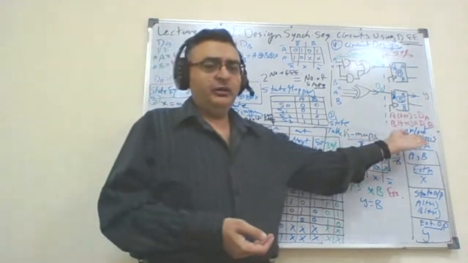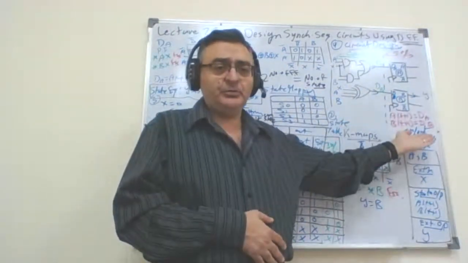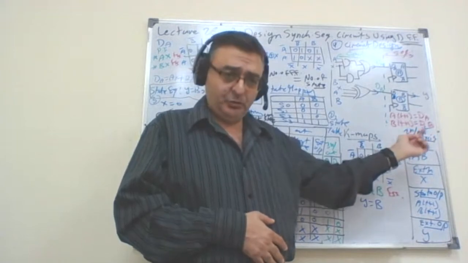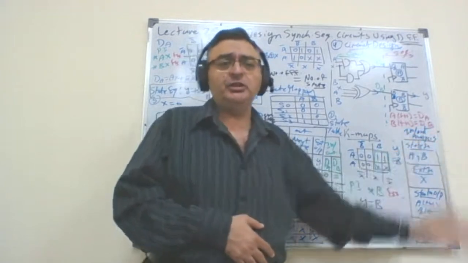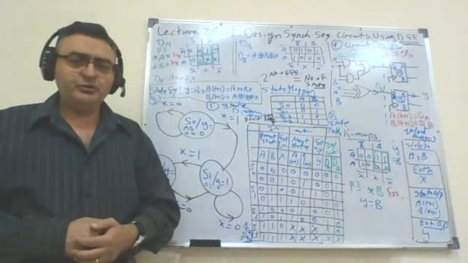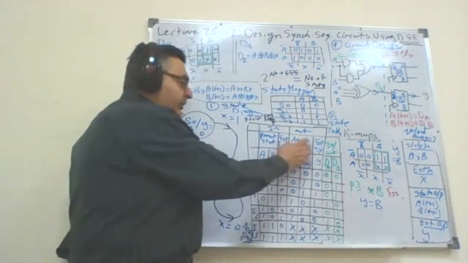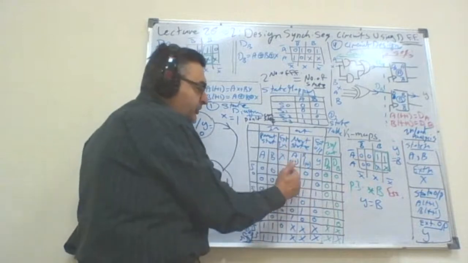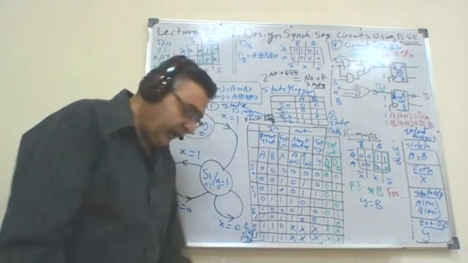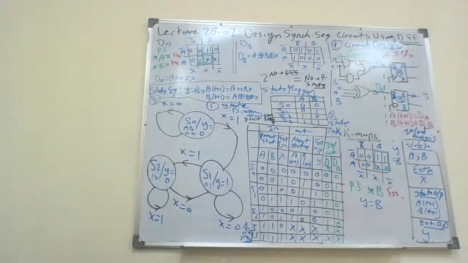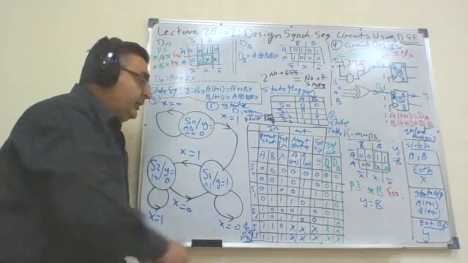The equations for the flip-flops are simply A of T plus 1 equals DA, B of T plus 1 equals DB. So all we did here is we just copied the columns for A of T plus 1 and B of T plus 1 into new columns for DA and DB, and we completed the design using the K-maps as we demonstrated in the last lecture.